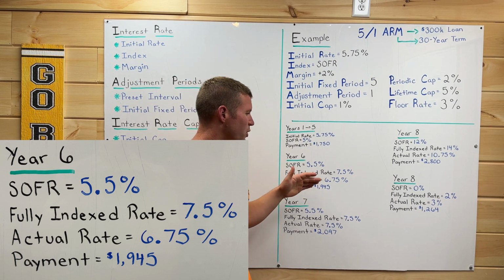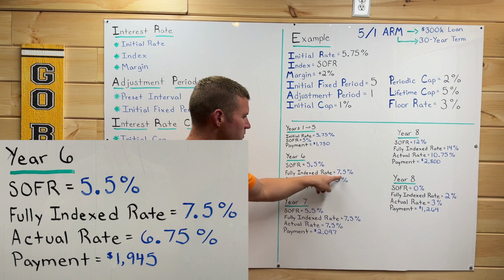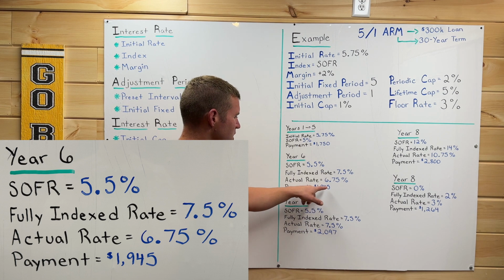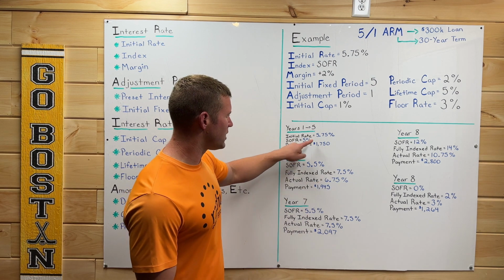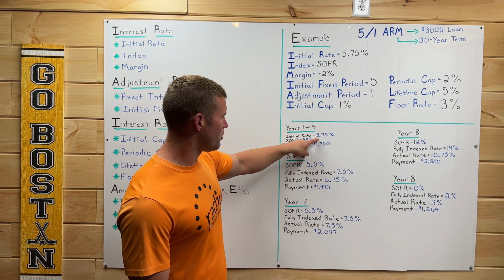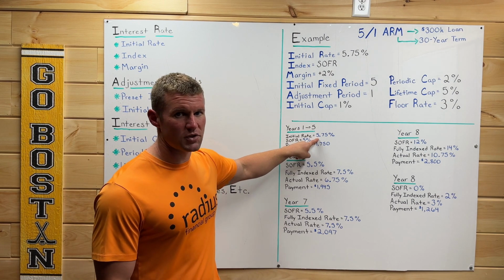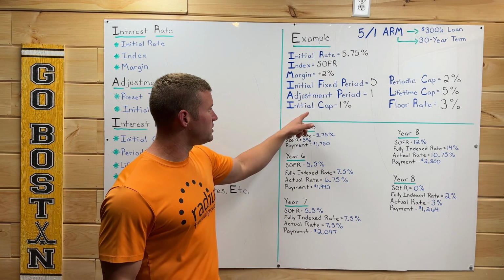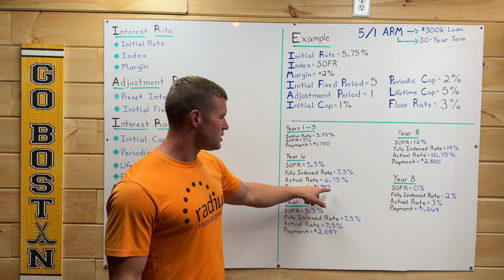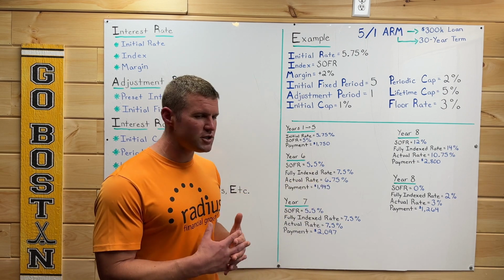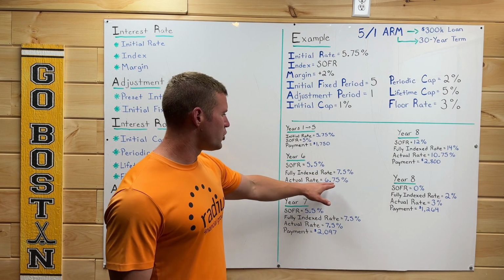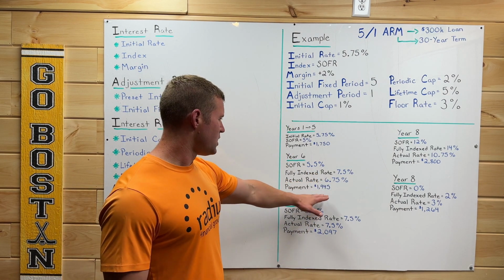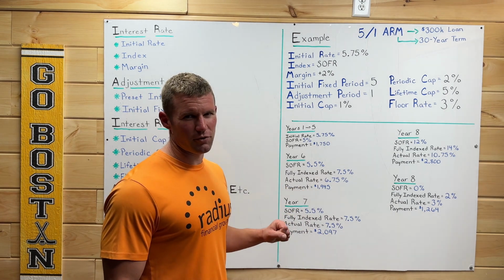So because we have that initial cap of 1%, even though we should be paying 7.5% in an interest rate, that initial cap helps us to make our actual rate 6.75%. I hope that makes sense, because our initial rate when we got it was 5.75%. Rates went up a little bit, but we did have that initial cap of 1% to help us right here. So when that adjustable rate changes for the first time, our new rate is going to be 6.75%, and our payment is going to go up to $19.45 per month.